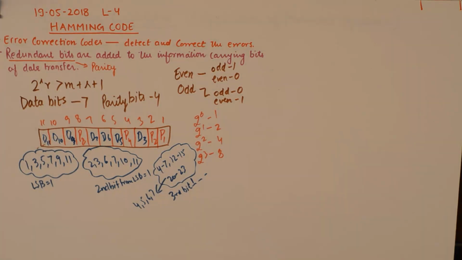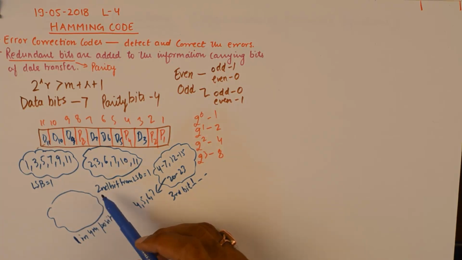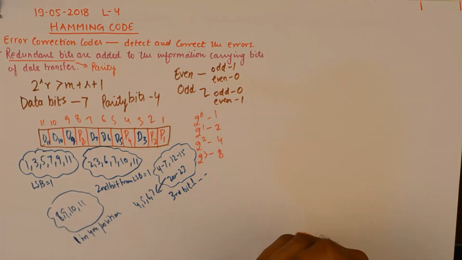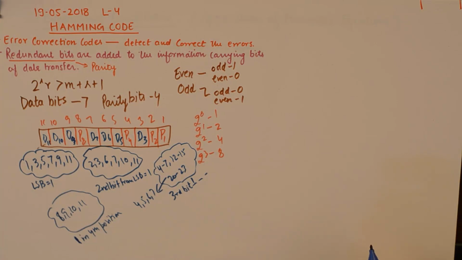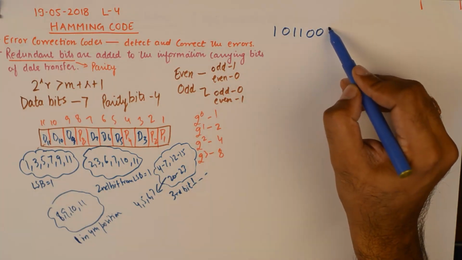And the parity bit 8 covers all the bit positions which have a 1 in the fourth position. So that means we have grouping of 8, 9, 10, 11 here, up to 15 if the case may be. So let's take up an example here. Suppose the data to be transmitted is 1 0 1 1 0 0 1.